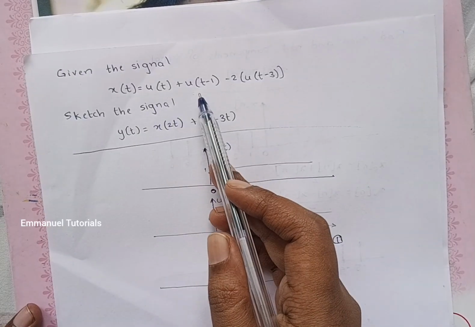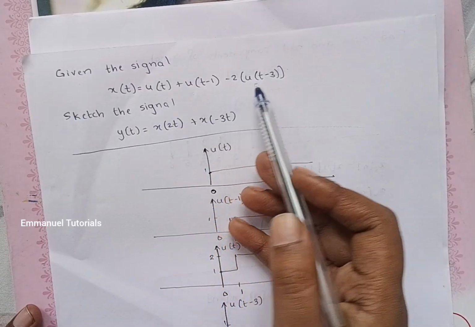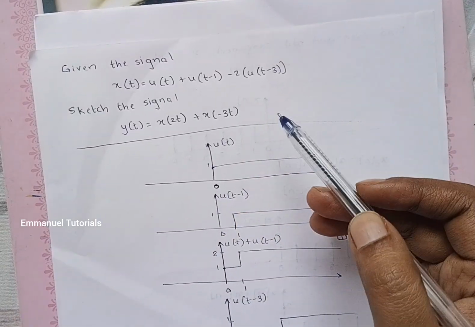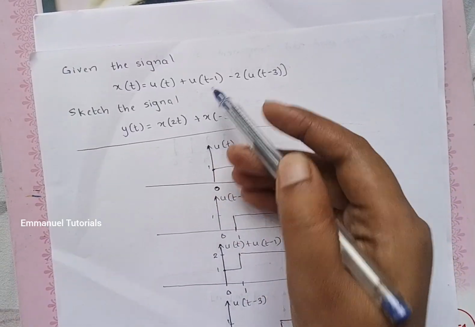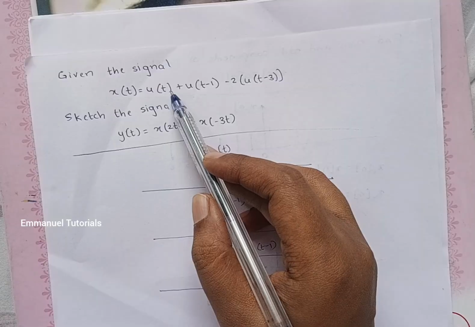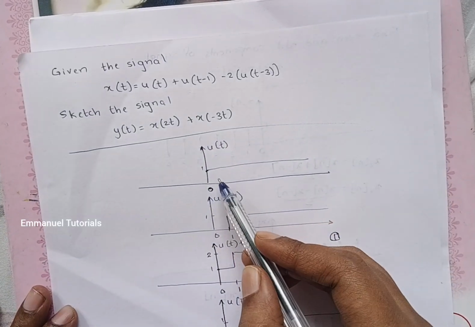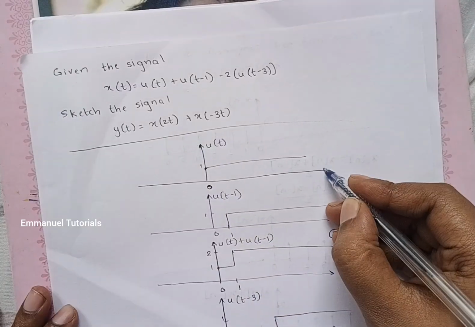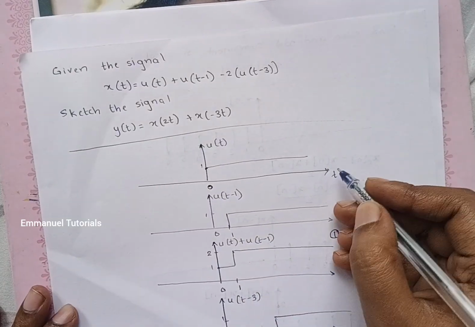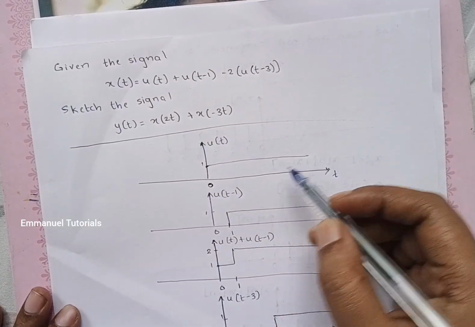Here, the signal is, you can say, addition and subtraction of unit step signal variations. So first we have u of t. U of t is the unit step signal. It is a continuous time signal, which starts from 0, goes up to infinity with amplitude 1.